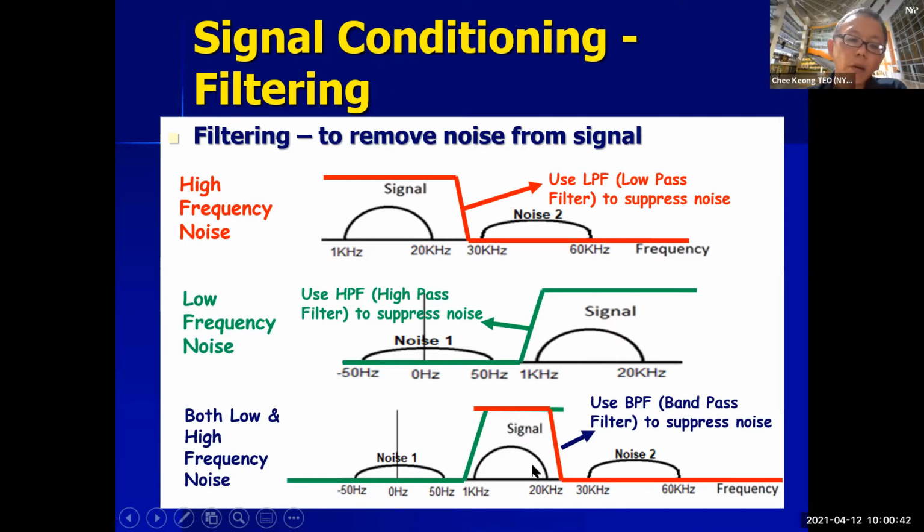Now, if the noise happens at both the low frequency side and the high frequency side, and the signal happens to be in between them, then what you can do is use a band pass filter. A band pass filter can be constructed from a low pass filter, as denoted by the red color, and a high pass filter, as denoted by the green color, joined together. When you join both together, it forms a band pass filter, meaning that it only passes the band between, say, 1K to 20K. Other than that, the rest is the stop band. So noise 1 and noise 2 will also be eliminated in this case, right?